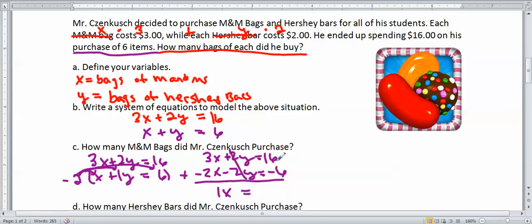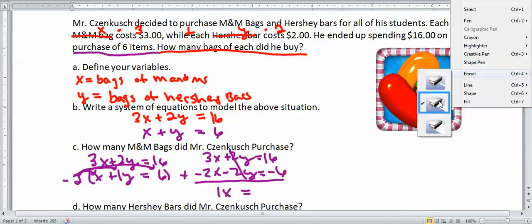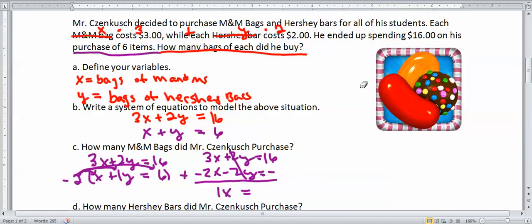And then, I did forget to multiply negative 6. My mistake here was that I forgot to multiply negative 2 times negative 6. So this is actually not negative 6, but negative 12. It's always good to error check as you're going through these. So that should be negative 12. Okay, and so I've got 16 minus 12 now, and that means that x is equal to 4. Okay, so my x, bags of M&Ms, I bought 4 of them.